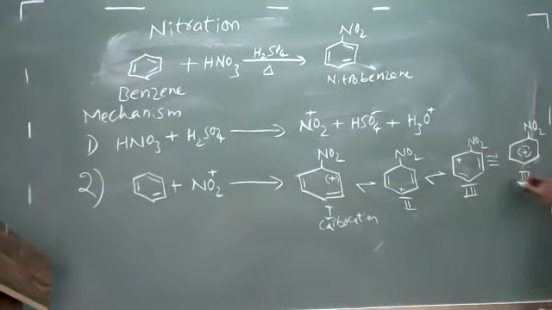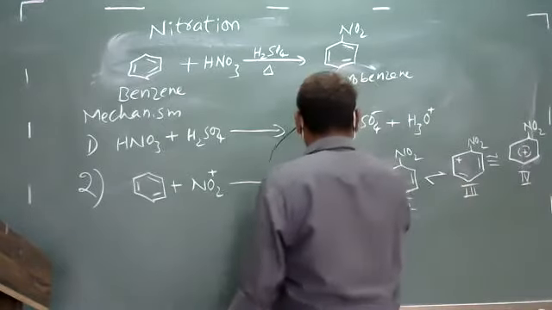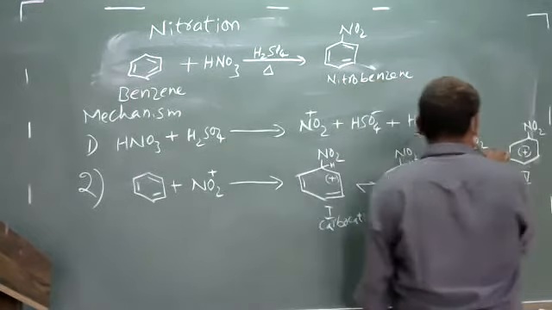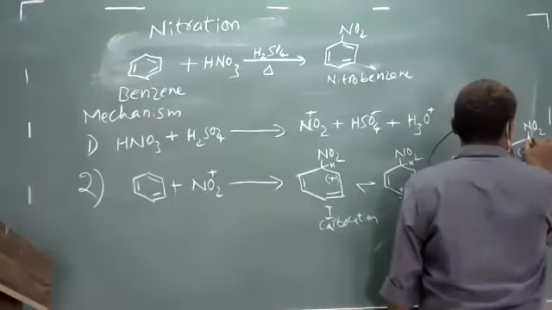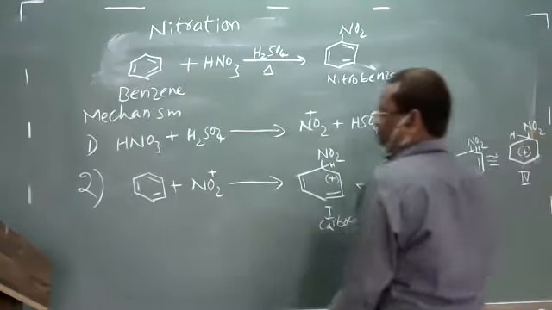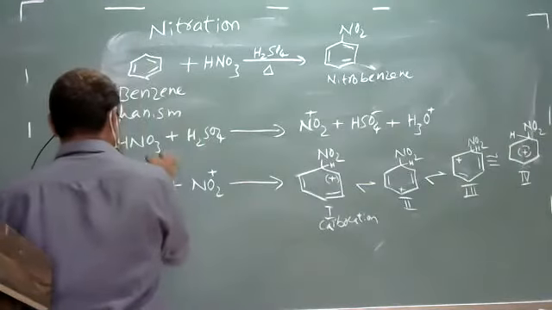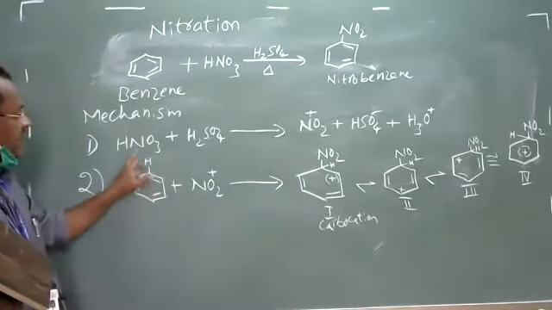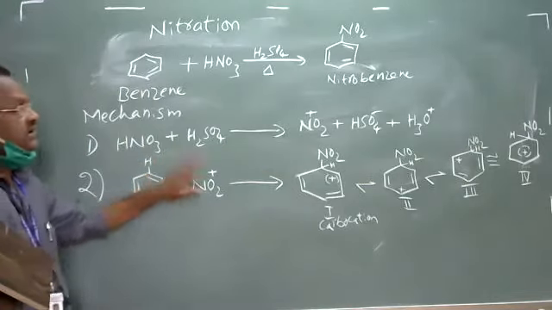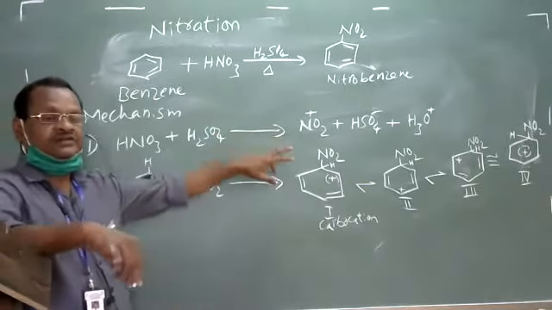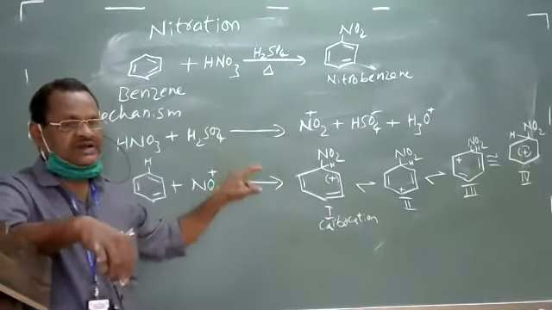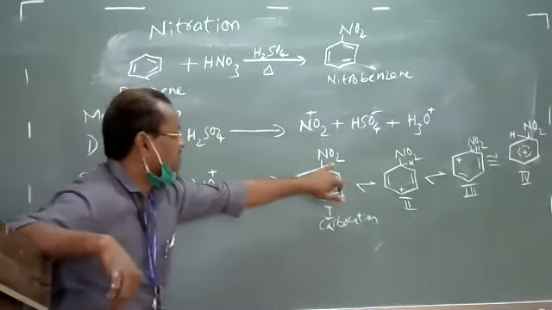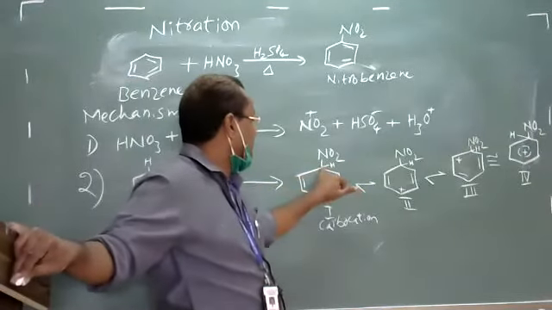Here I've forgotten to write one more thing: the H is there. Just know, here the nitro group is added, but you are removing hydrogen from this particular carbon atom. That's why it is called substitution. Nitro group is substituted for hydrogen. That's why it is called a substitution reaction. Clear? Usually we will not write this hydrogen, but just to understand the mechanism, I have written it.